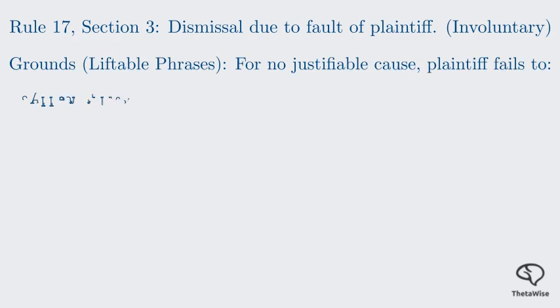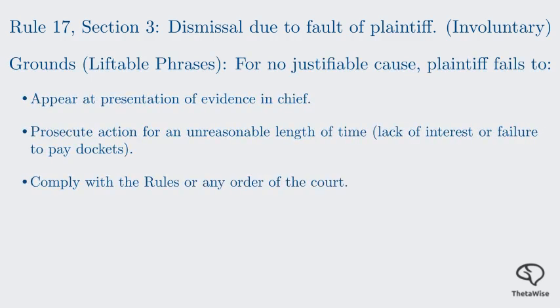This type of dismissal can be initiated by a motion from the defendant or by the court motu proprio, meaning on its own initiative. The effect of this dismissal is critical. Unlike the notice dismissal or the motion dismissal in Section 2, a dismissal under Section 3 generally operates as an adjudication upon the merits, which means it is with prejudice and bars a new action on the same claim, unless the court provides otherwise in its order.